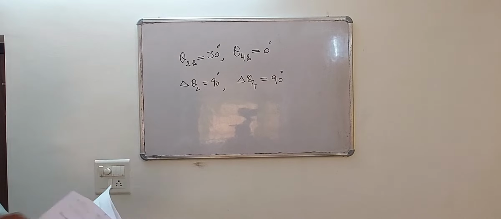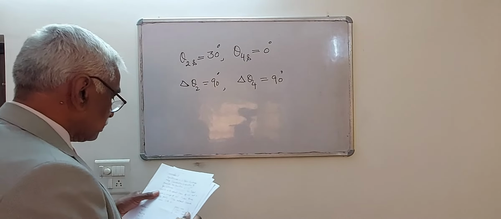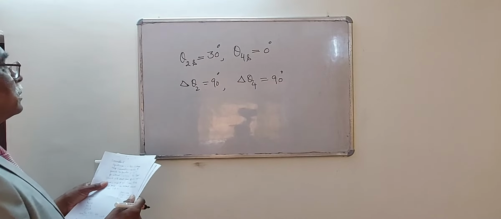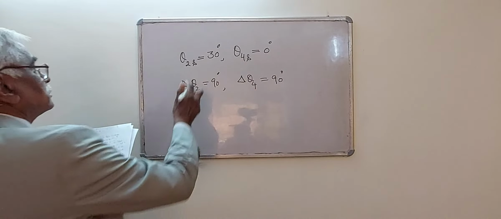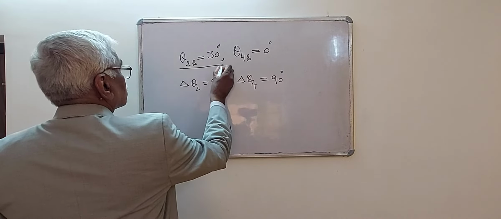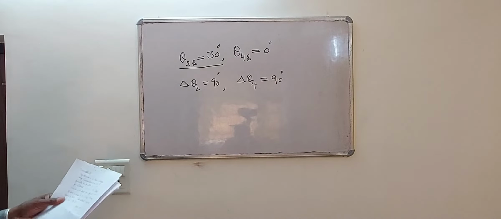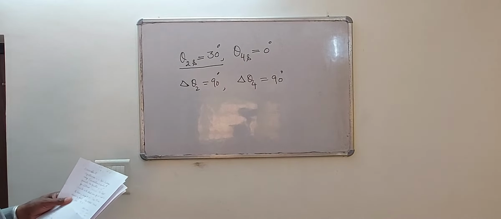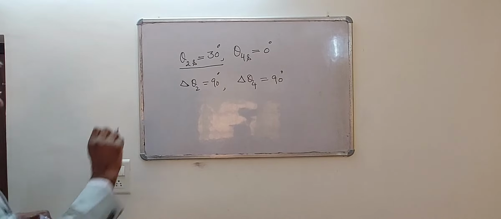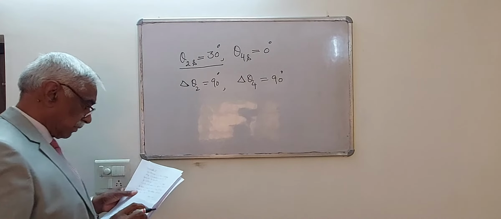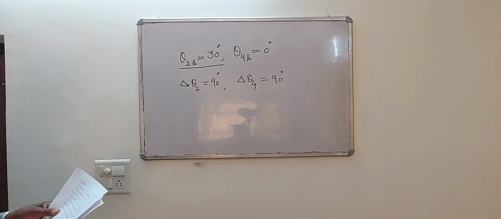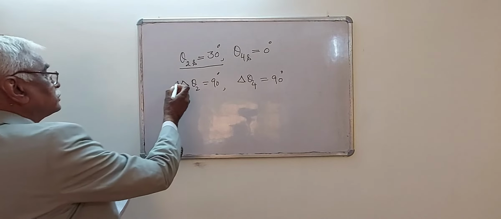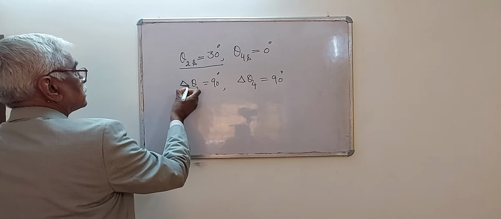Because in the numerical problem, I go to the numerical problem once again, and it says the input crank is to start. That is the starting angle of the input crank. The input crank is to start from 30 degree. So theta 2s is equal to 30 degree, and to have a range of 90 degree. The range, delta theta 2, is 90 degree.